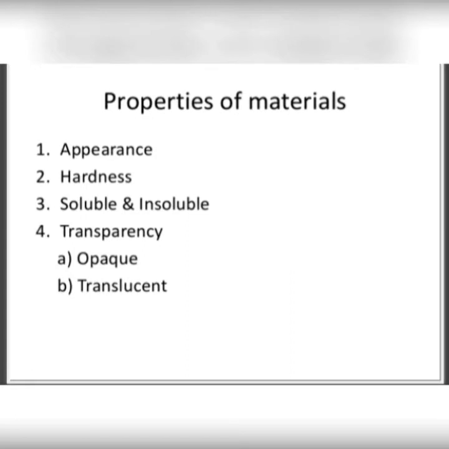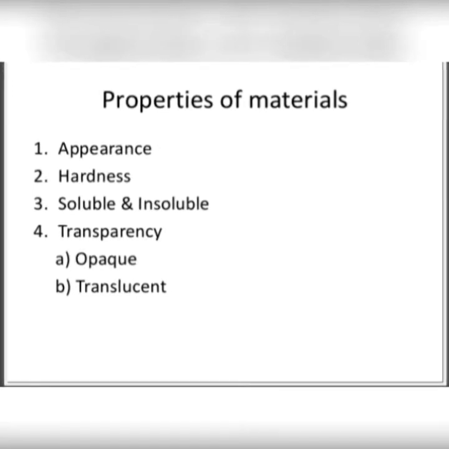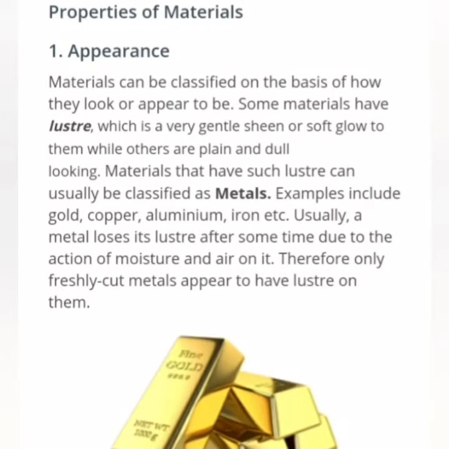Now, properties of materials. Properties may be of two types. First is physical property and second is chemical property. And the physical properties of material are like appearance, hardness, solubility and insolubility, and transparency. Clear? Now first is appearance.